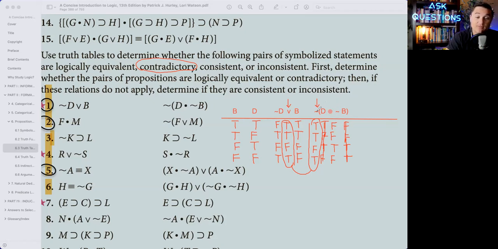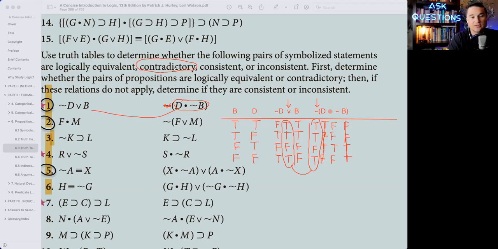Namely, if we got rid of this negation, we would be left with D and not B. And those truth values are the opposite of these ones. Instead of TTFT, we have FFTF. So if this were a different problem, if we had gotten rid of this negation and we were just looking at D and not B, then these two statements would contradict one another.